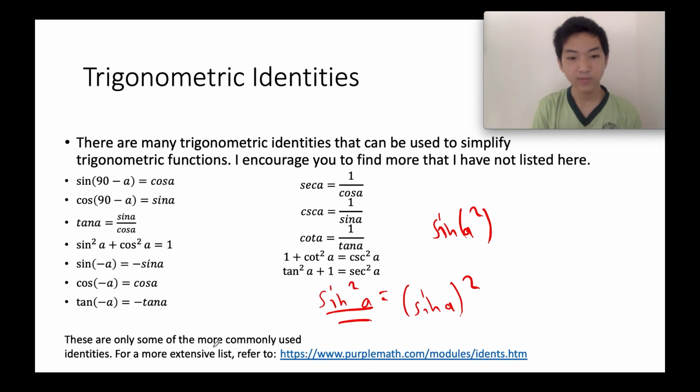So these are only some of the more commonly used identities. For a more extensive list, you can look at this link. If you want to memorize some of these, I definitely recommend the earlier ones, as they are more important.